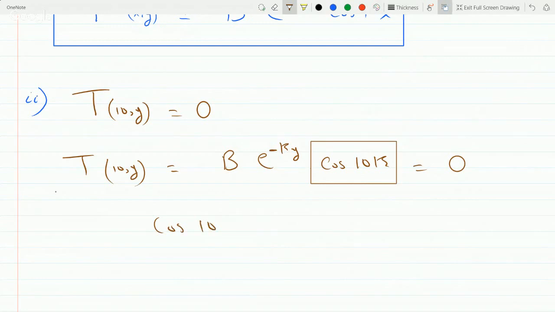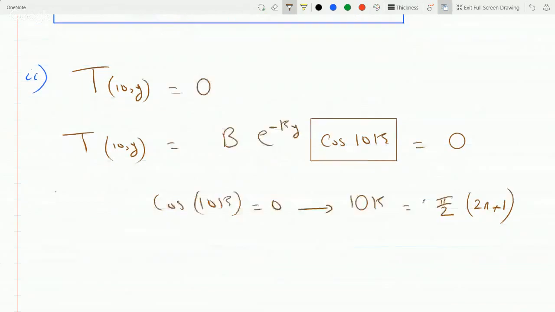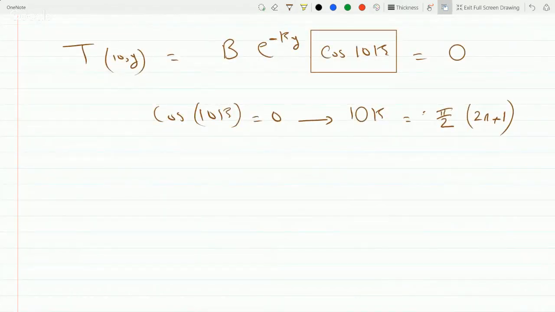So cosine 10k is equal to 0. When would cosine be 0? When 10k is an odd multiple of pi over 2. Right, odd multiples of pi over 2, correct. So we will get 10k equals pi over 2 times an odd number, which could be 2n minus 1 or 2n plus 1, whatever you use, it doesn't matter. Let's use 2n plus 1. Okay, so divide that by 10 and you will get k equal to pi over 20 times 2n plus 1.